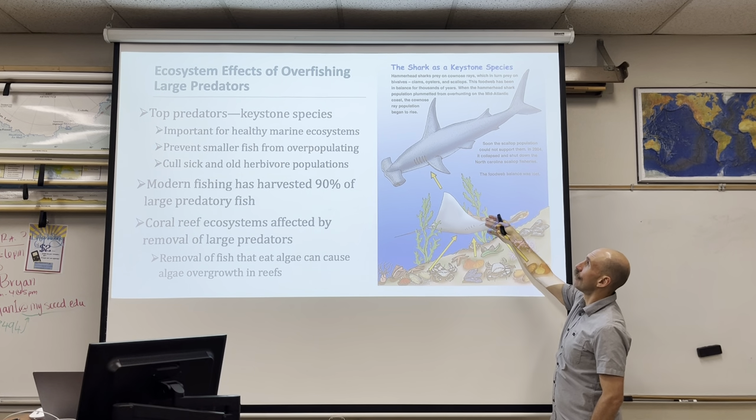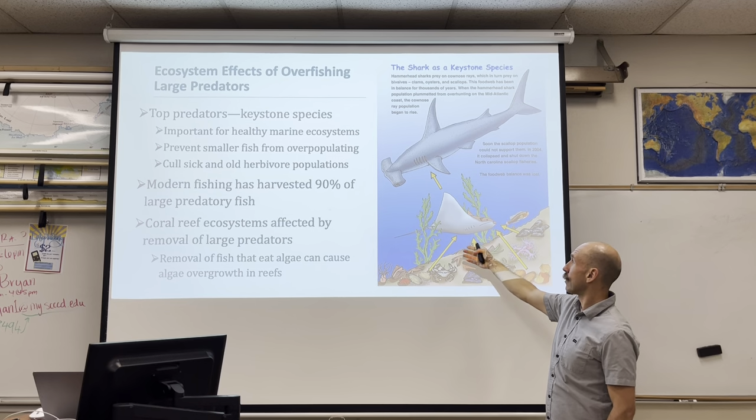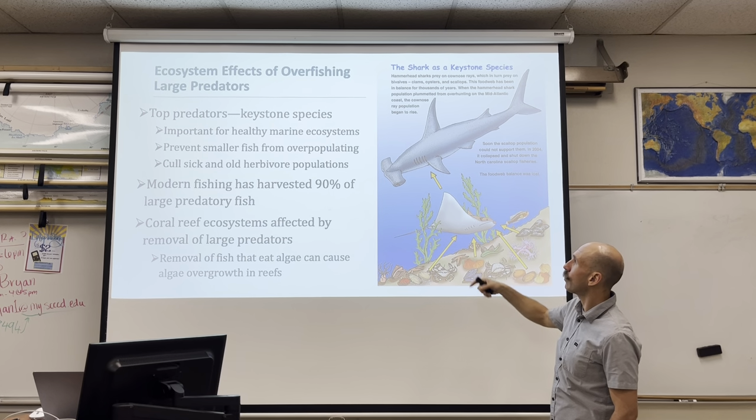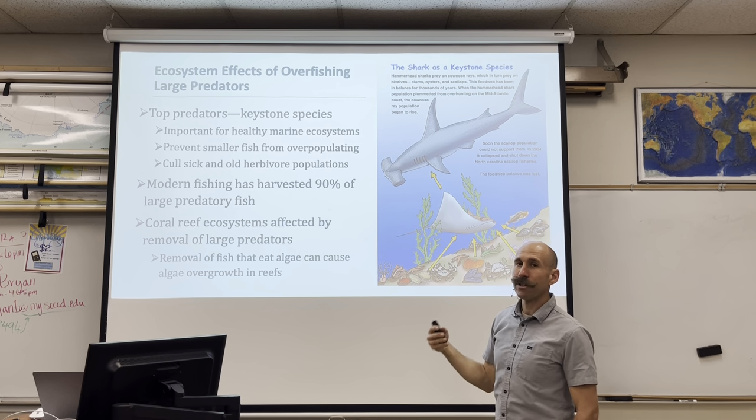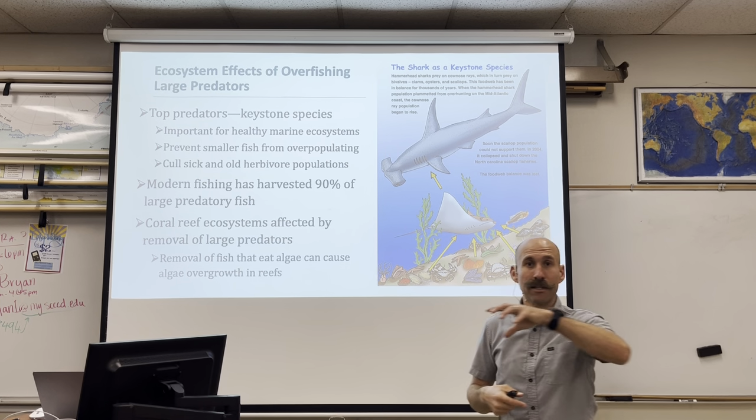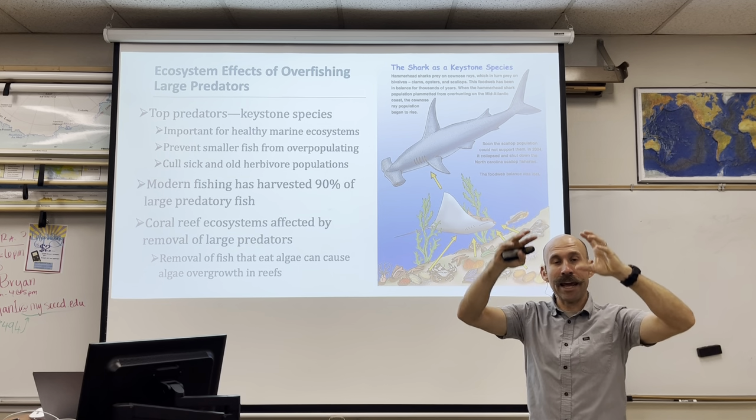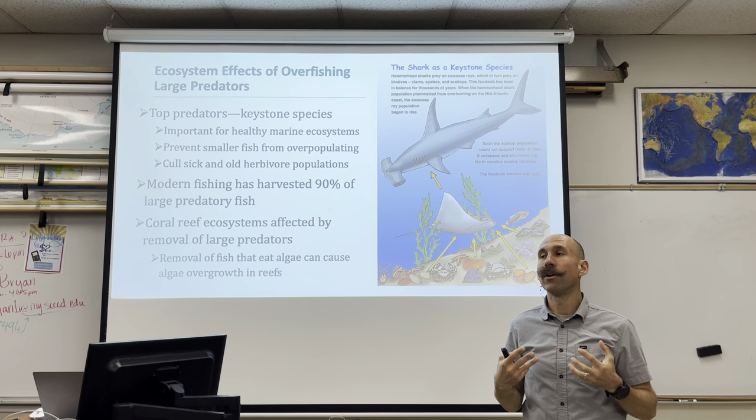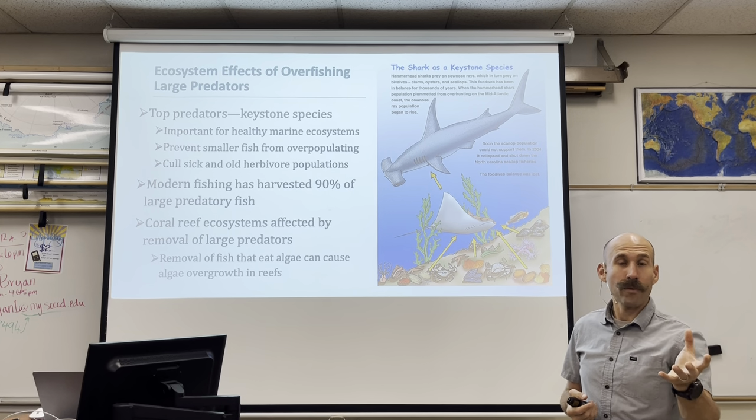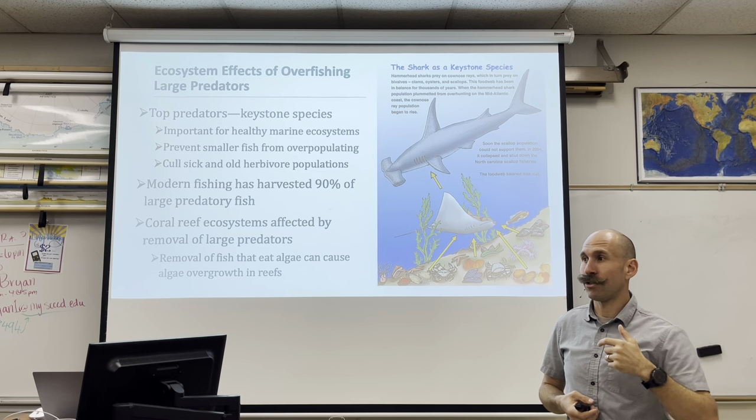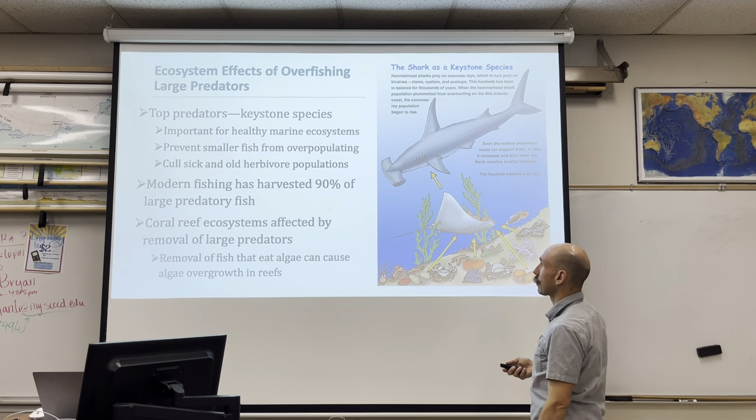especially the large fish. Large fish are keystone species. They're important for healthy marine ecosystems. They prevent smaller fish from overpopulating. They cull the sick and old herbivore populations. Modern fishing practices have taken about 90% of the large fish out of the ocean. It changes the distribution for the age and size range, the effects of which we can't even know yet. We will, in time. One way that we can help to offset some of these impacts is to stop harvesting large fish, leaving large fish in the oceans.